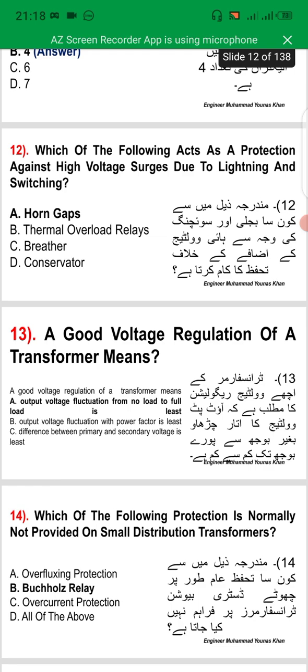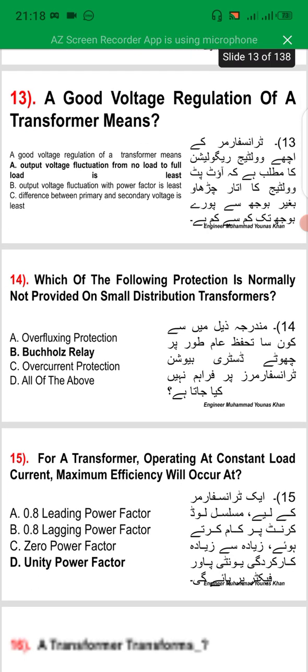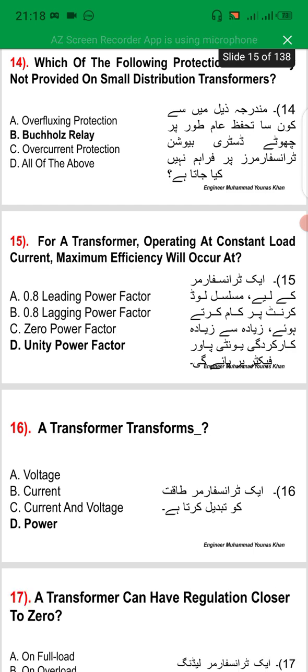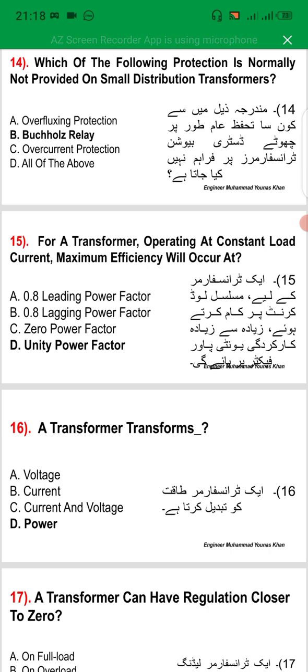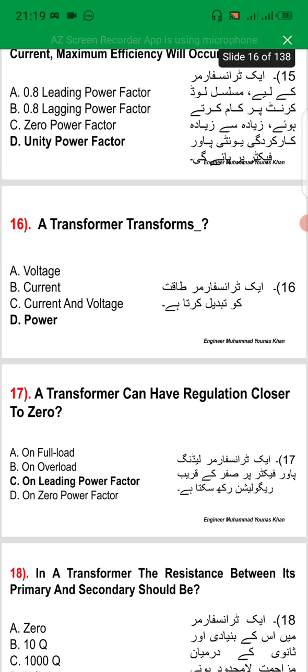A good voltage regulation of a transformer means output voltage fluctuation from no load to full load is least. Which of the following protections is normally not provided on a small distribution transformer? Buchholz relay. For a transformer operating at constant load current, maximum efficiency will occur at unity power factor. A transformer transforms power.